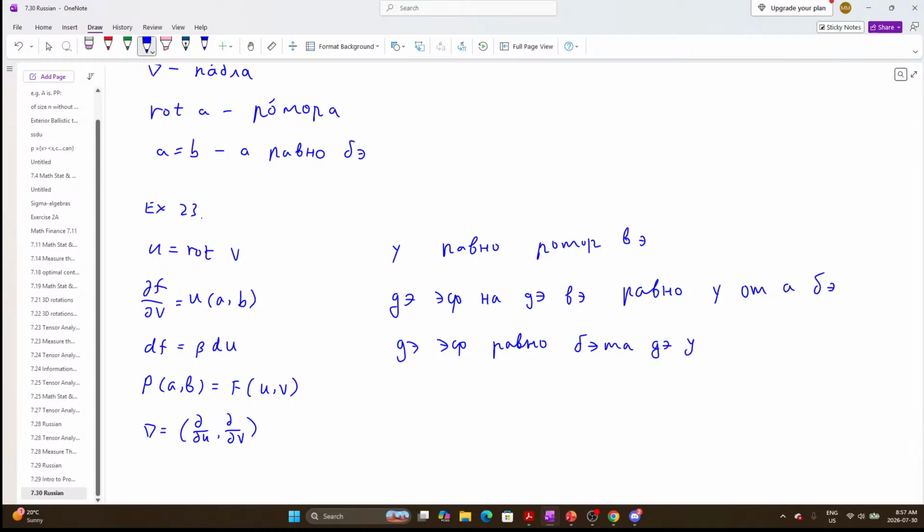Okay, in Russian we sadly don't have distinction in reading between partial f and dv. That's okay. Just there. No, sorry, here. df равно beta du. Try again. df равно beta du.